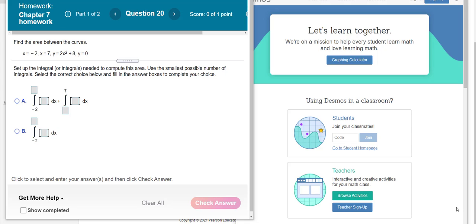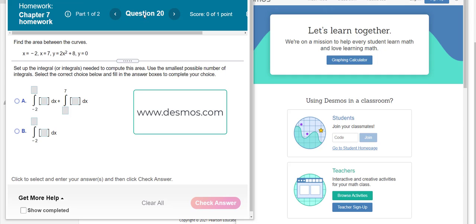I wanted to make a quick video over a few of these area between curve problems and tell you that I don't expect you at this point in this fast semester to understand the graphing of all of this. So for the homework assignment, I want you to use a graphing calculator to do these. For the test, I will give you the graph. So you don't have to worry about not having the graph.